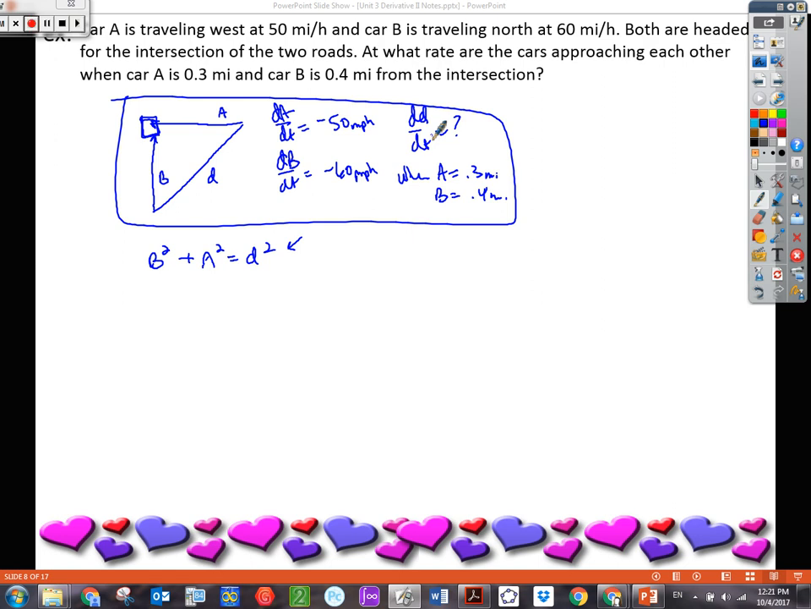So now we can take the derivative. Those are the things you need to think about before you take the derivative. Number one, is there a number I can plug in that will never change? And number two, is there a variable I need to get rid of? So here we go. Let's take the derivative. We have 2b dB/dt plus 2a dA/dt equals 2d dD/dt. Okay.